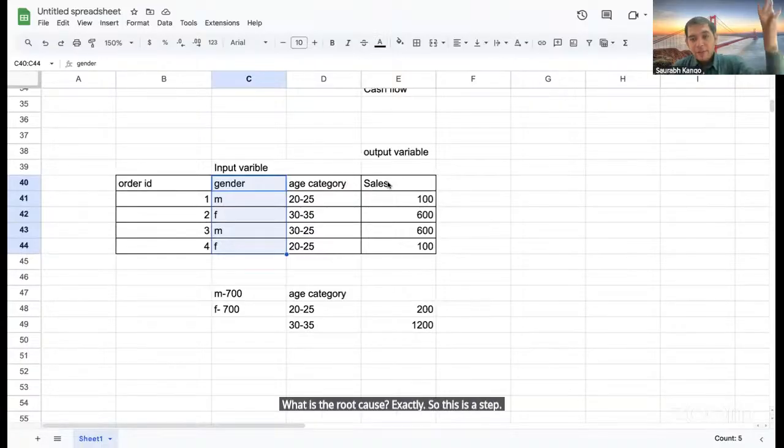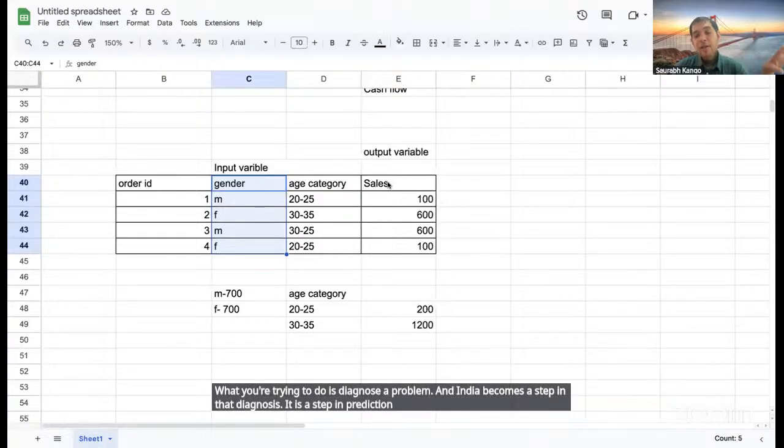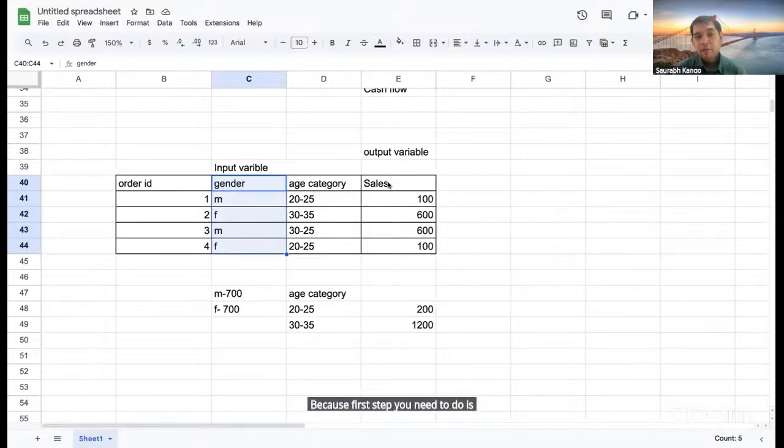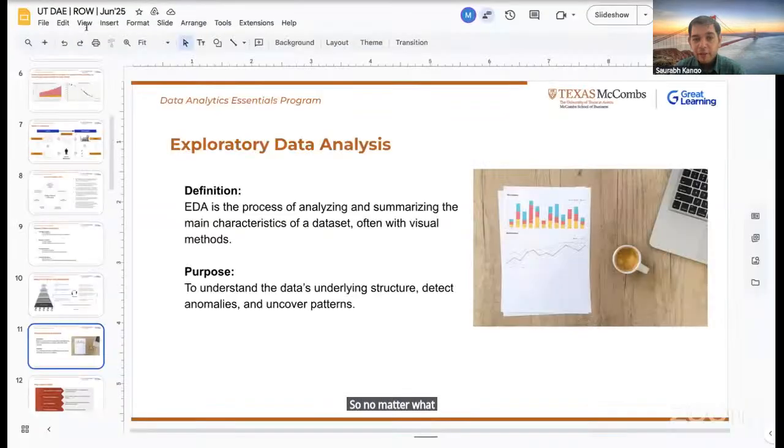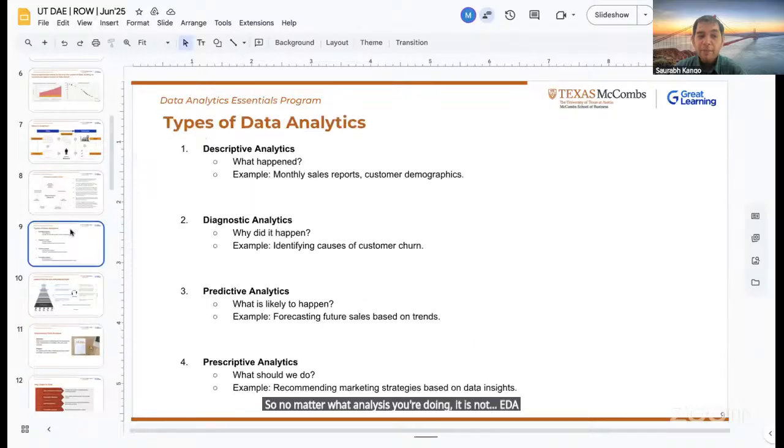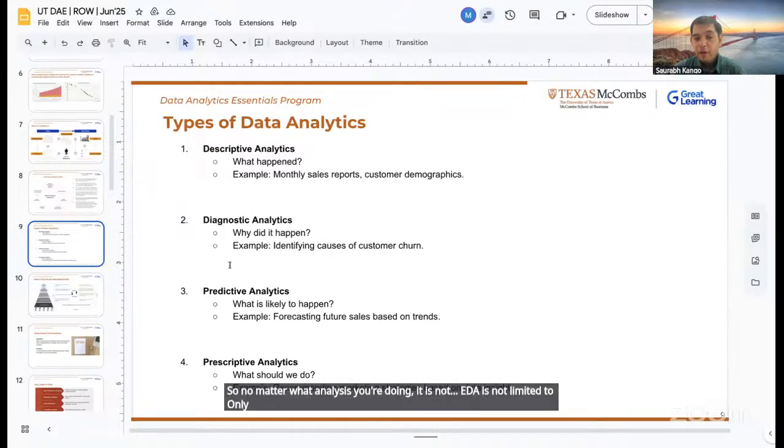So this is a step. What you're trying to do is diagnose a problem, and EDA becomes a step in that diagnosis. It is a step in prediction. It is a step in diagnosis, descriptive, prescriptive, anyway, because the first step you need to do is understand your data. So no matter what analysis you're doing, EDA is not limited to only descriptive or any other thing. It is part of every process in all the four. The only thing is that you use it differently. Okay.